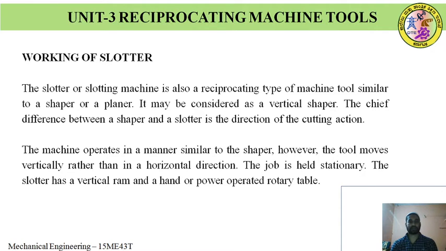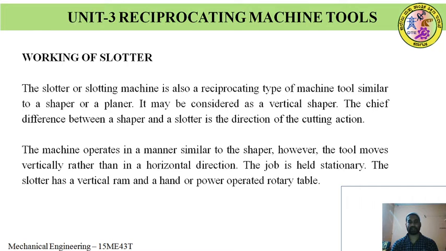The slotter usually carries a round table which can be fed manually or by hand rotation. It will be given cross feed and longitudinal feed, manually or power driven. It may be considered as a vertical shaper. The chief difference between the shaper and the slotter is the direction of the cutting action.